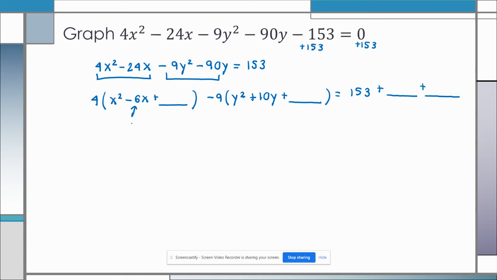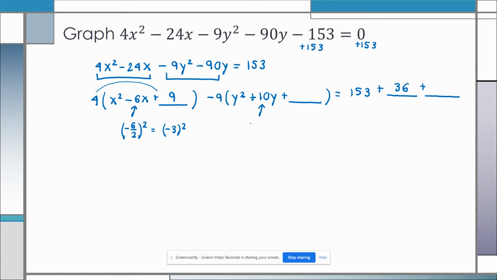So I'm looking at the number of -6. I'm going to divide it by 2, and I'm going to square it. Well, -6 divided by 2 is -3. -3 squared gives me 9. But remember, because we took out that GCF, it was not really just a 9 that got added over on the left. It was a 36 because I had to multiply and distribute that 4 back. So that's why I had to add 36 over on the right.